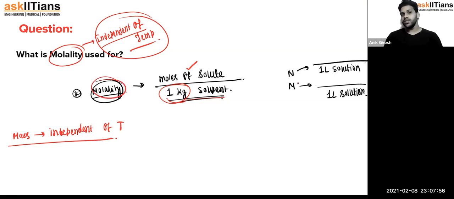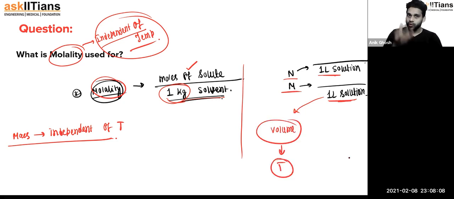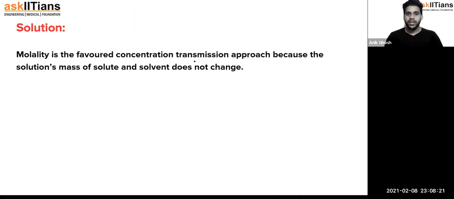But if you think about normality and molarity, both of them contain 1 liter solution. So 1 liter is nothing but the volume. Now, volume is very much dependent on temperature, right? If you increase the temperature, the volume will increase. If you decrease the temperature, then the volume will decrease. So normality and molarity would change with the temperature, but molality remains constant. Molality is favored for concentration measurement because the masses of solute and solvent do not change with temperature. So this is the exact thing about it.